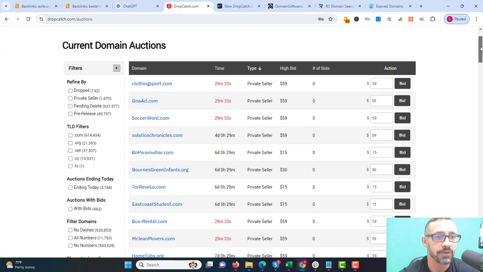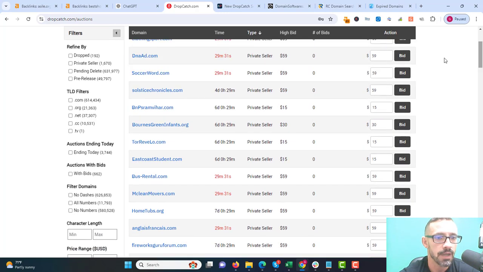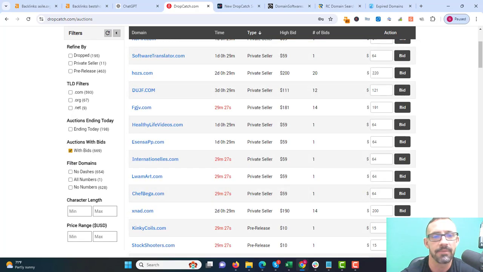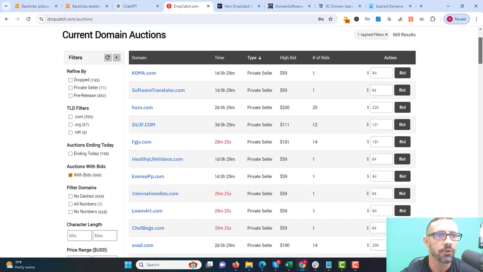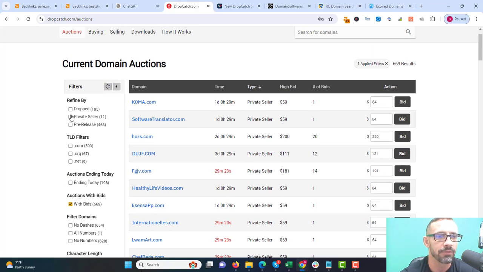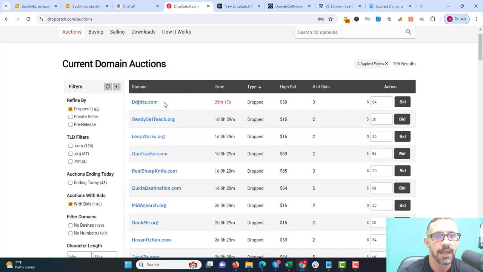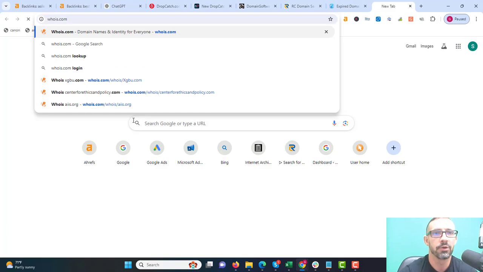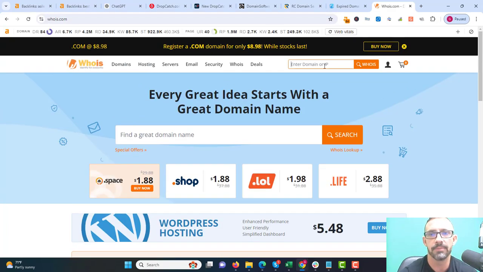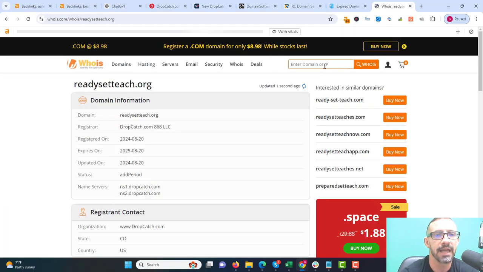So what I would do is come here and go to any auctions with bids, because likely those are the ones that have some type of value. And then you could also organize by these over here. All the drop domains are going to be the ones that have the age reset. So if I go to any of these domains, I just go to this one here. It looks like a pretty good one. And we go to whois.com and we throw this in. The age is going to be reset because it's a drop domain.